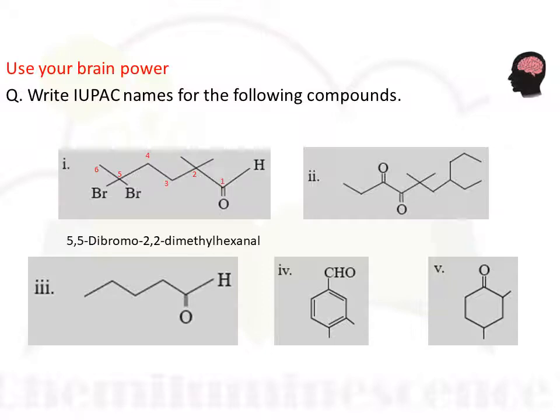In the next compound, you can see carbonyl carbons are present, and on both sides of this carbonyl carbon alkyl groups are present. Hence it is a ketonic functional group. But in this compound, 2 ketonic carbons are present. So for writing the name of this compound, first select the longest hydrocarbon chain and give a numbering to each and every carbon.